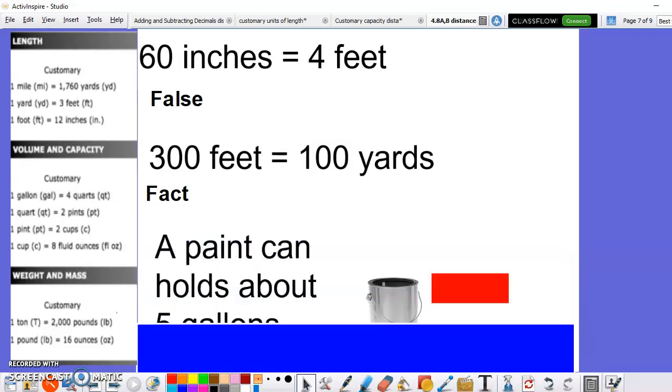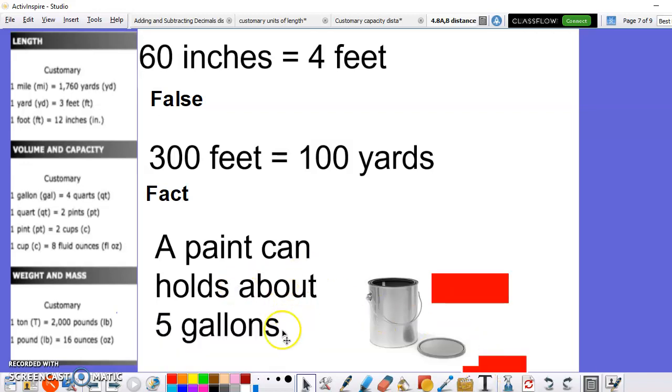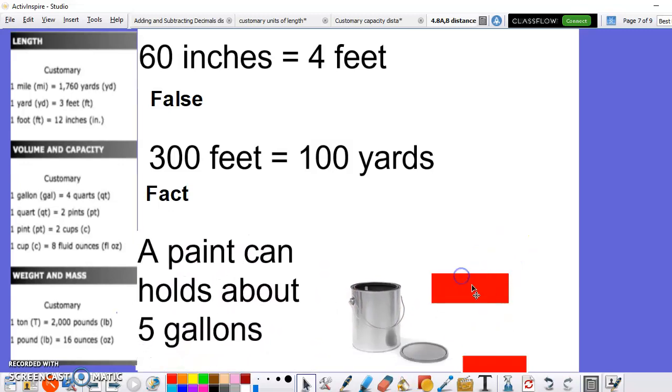And if I came here, a paint can holds about 5 gallons. Well, remember that I said a paint can holds about 1 gallon. So this one would be false.